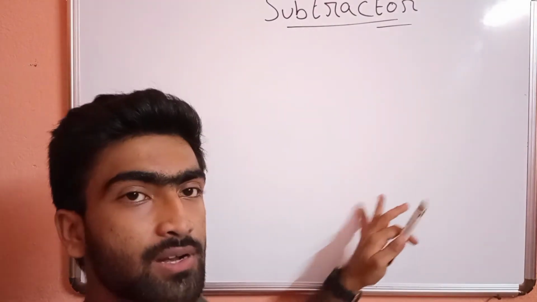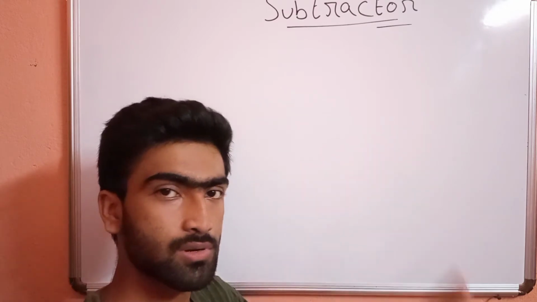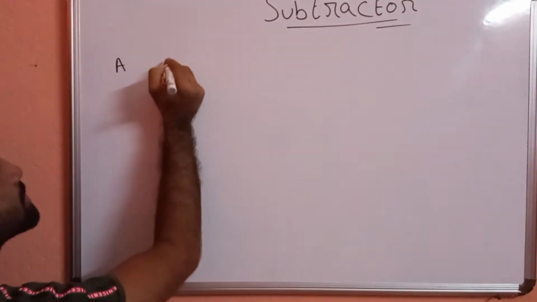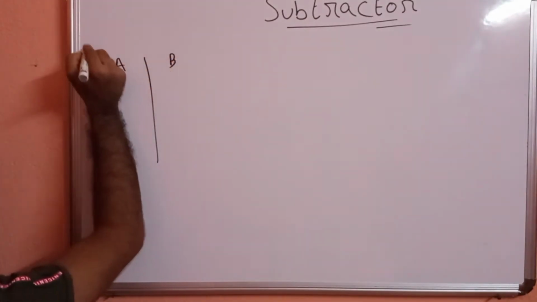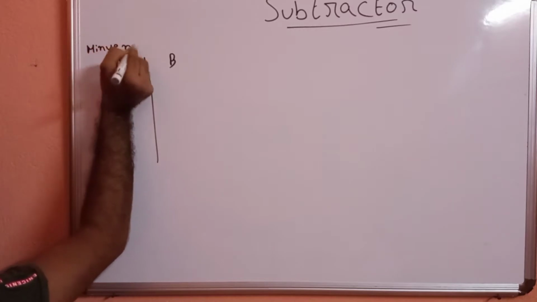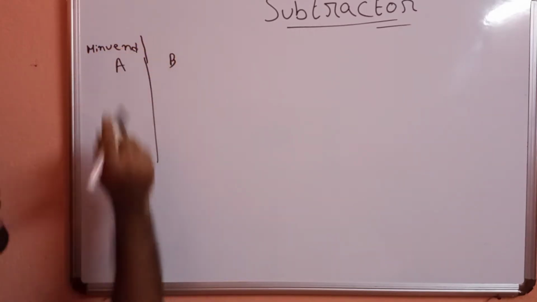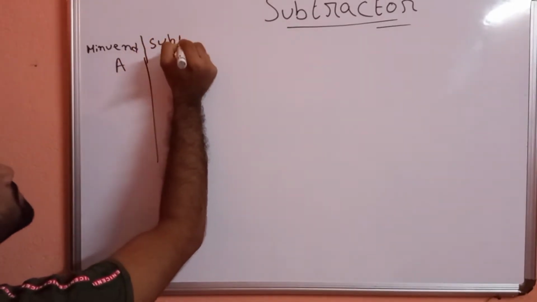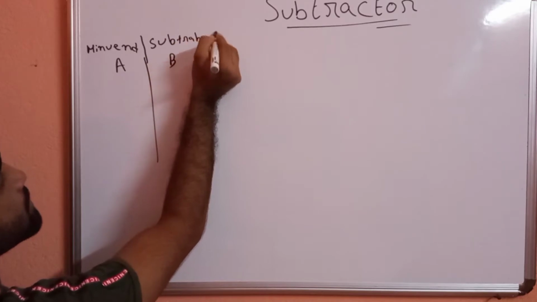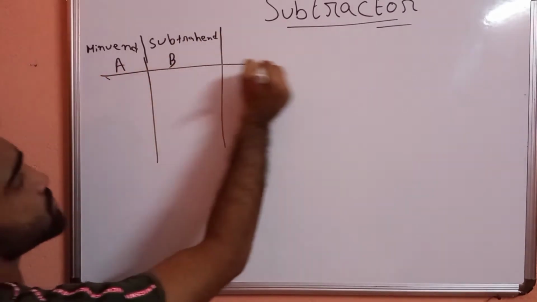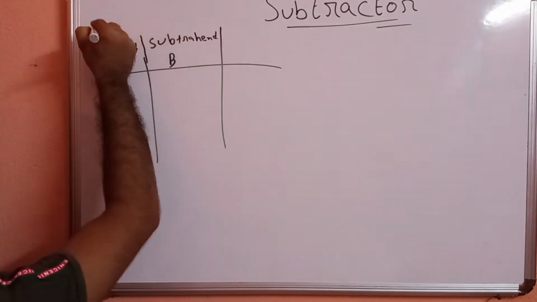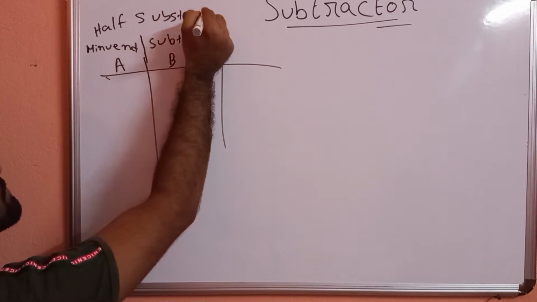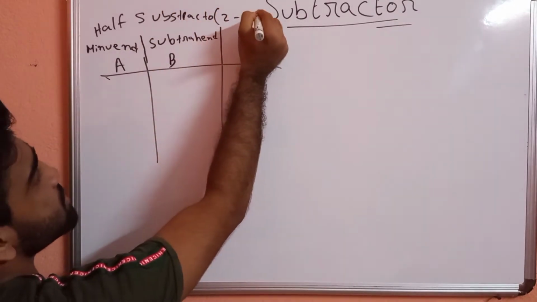A half subtractor is a two-input subtractor. Let one input be A and another input be B. This is the minuend. Minuend means the one we are subtracting from, and B is the subtrahend. There are two inputs in a half subtractor. This is a half subtractor, a 2-bit subtractor.